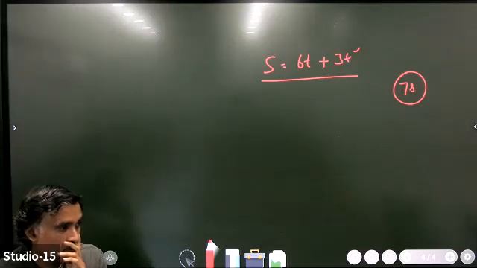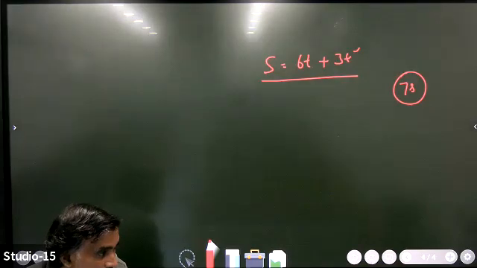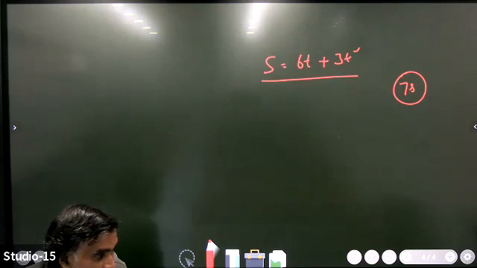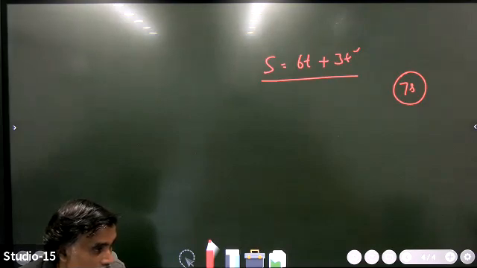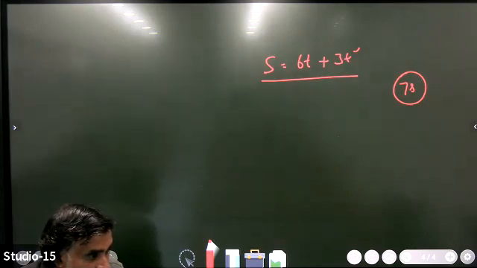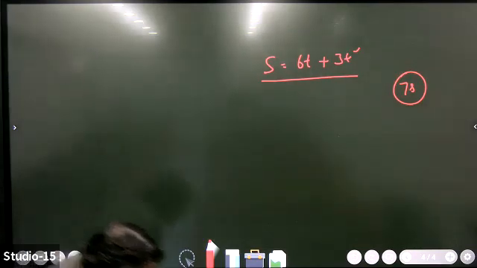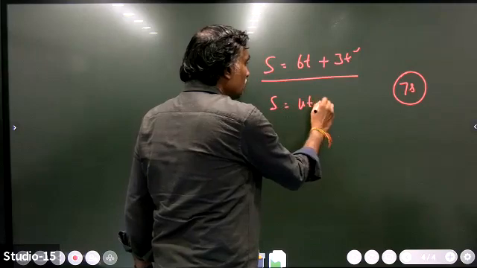90 meters per second, sir. 90 meters per second. Okay. Now with what equation do you have to compare this? You have to compare with S equal to ut plus half at square.